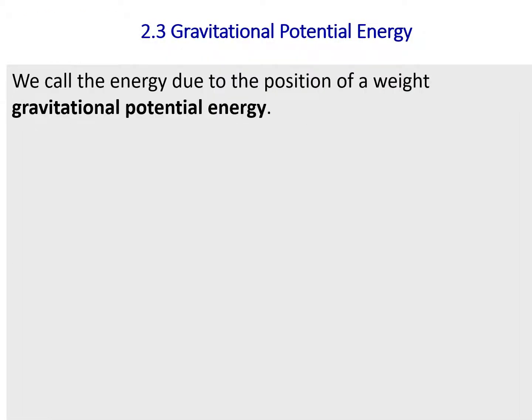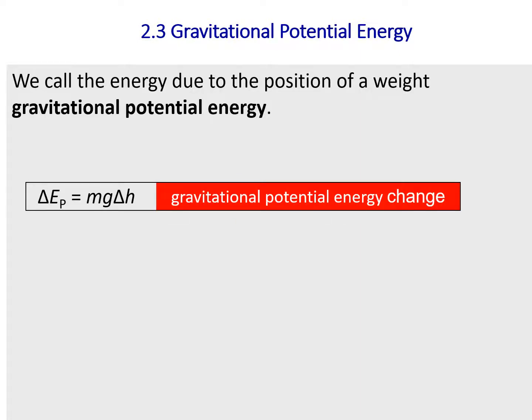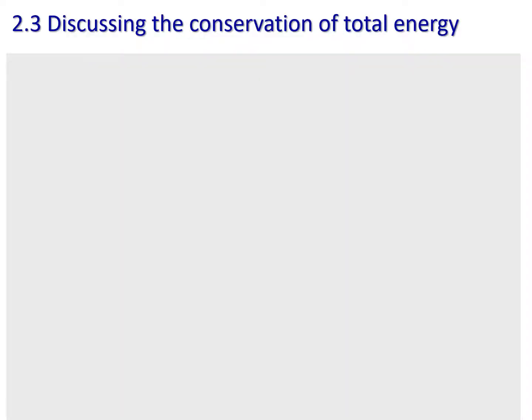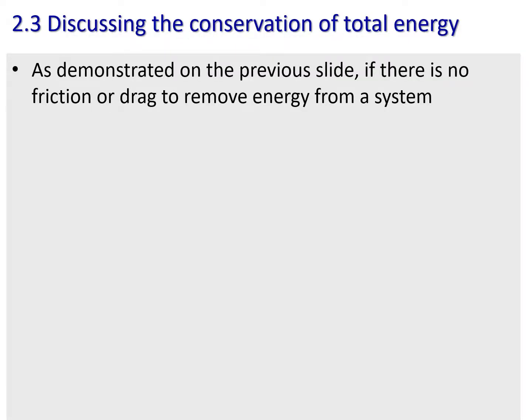The energy due to the position of a weight is called gravitational potential energy. The change in an object's gravitational potential energy equals mg, the object's weight, times its change in vertical position, delta H.